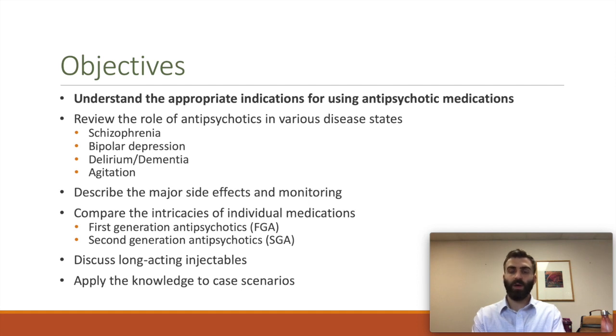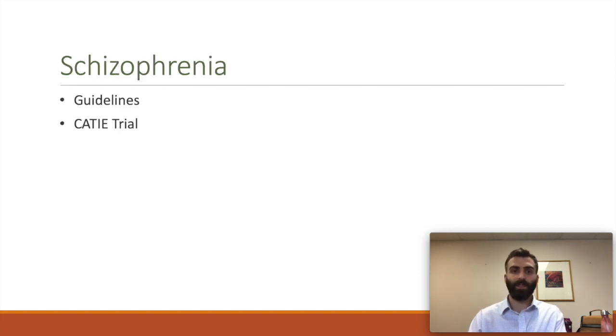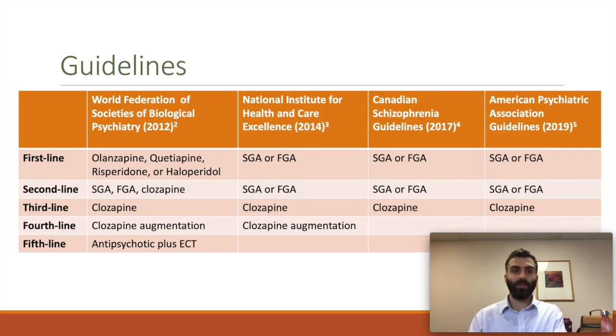Now I wanted to go into various disease states. And again, this isn't comprehensive. There are a few disease states that I won't be covering. I wanted to start with schizophrenia. So we'll go over some guidelines. We'll go over the CATIE trial. And I think both of these have important points that I wanted to make.